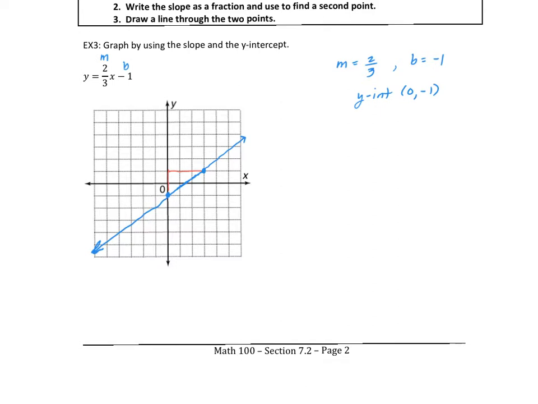Also note that you could use, instead of 2/3, if you put a negative 2/-3, that's still the same slope because it simplifies to positive 2/3. So let's say that I use negative 2/3. I would still start at the point 0, -1, which is my y-intercept. But this time I'm going to go down 2, and then I'm going to go to the left 3, 1, 2, 3. So you could see that these points will line up, although I hand drew that line, so it's a little off.